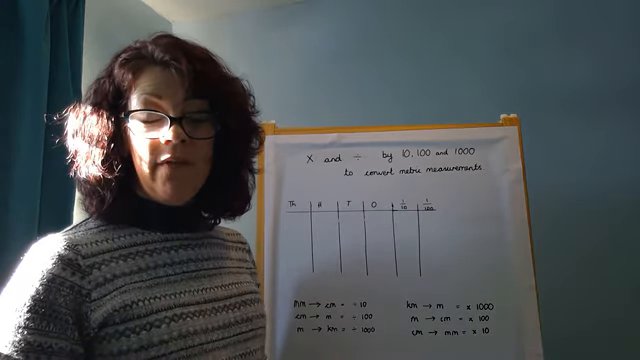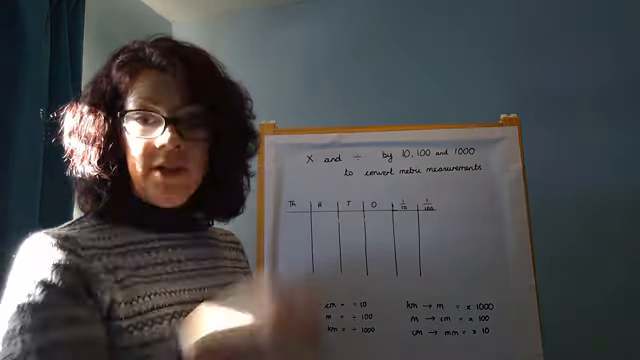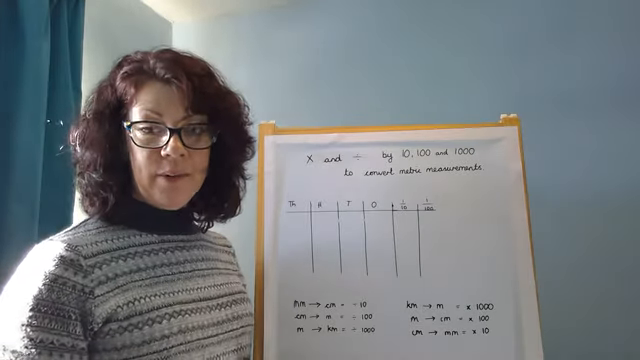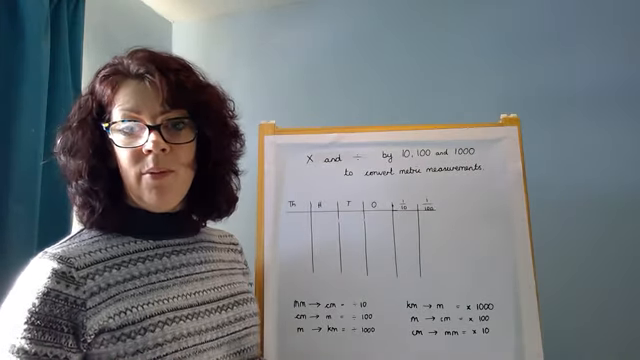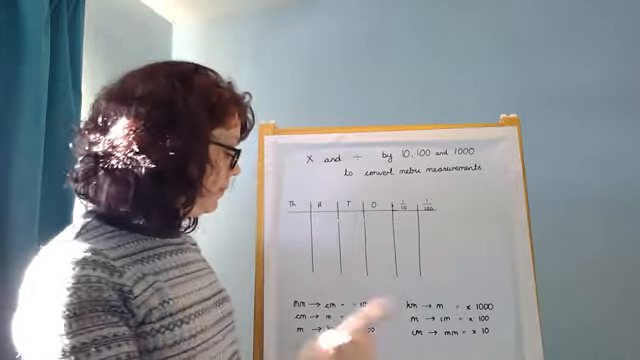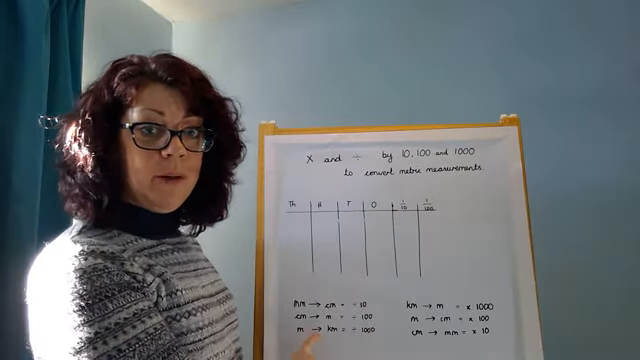Today we're going to be using our place value skills to help us convert between measurements. When we're converting between metric measurements, we're dividing by 10, 100 and 1000, or we might be multiplying by 10, 100 and 1000. I've done a little chart down here just to help you remember.